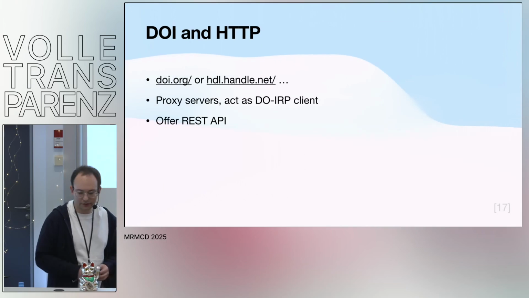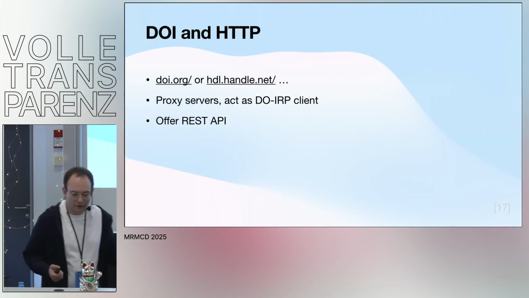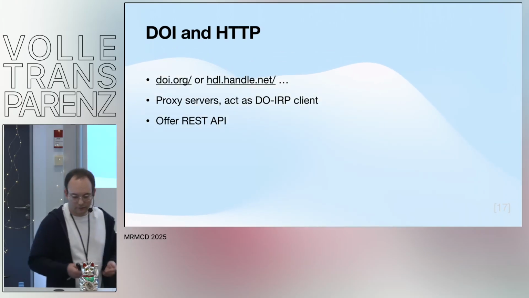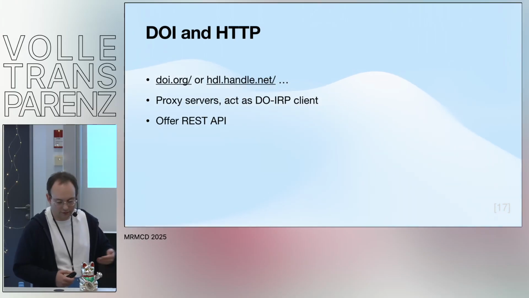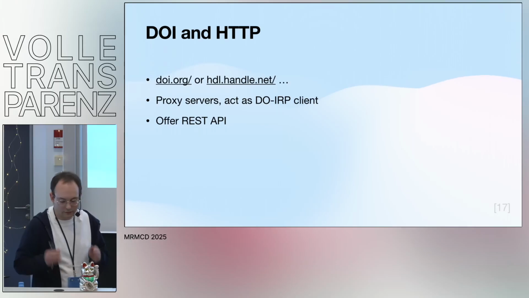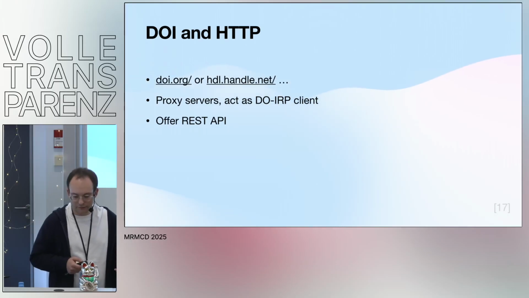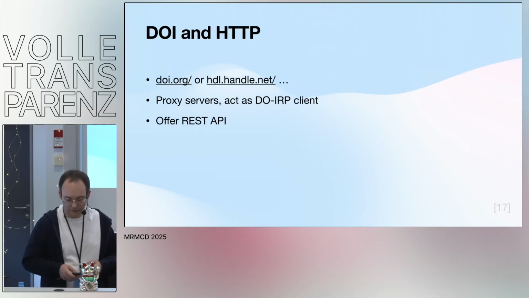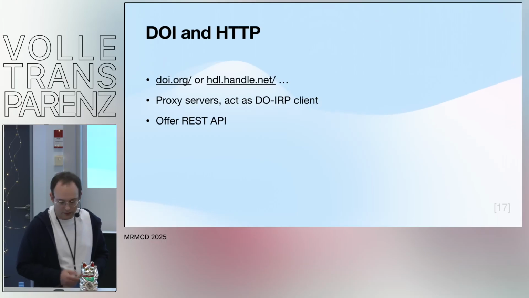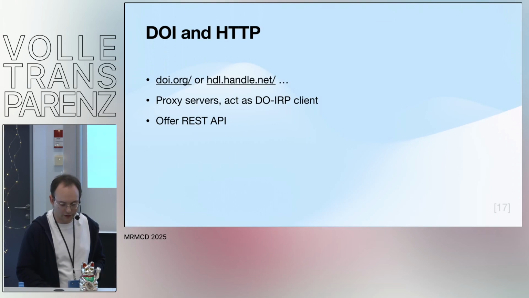HTTP is also pretty interesting. You might have seen that you can write DOIs as links. How it works is that doi.org is just a proxy server. They act as an HTTP server and as a DOI IRP client. You give them the DOI within the URL, and then they resolve the DOI, and then they give you back the result as an HTTP forward. The same is true for Handle, and it also offers a REST API, so you can look a bit more at the technical stuff.